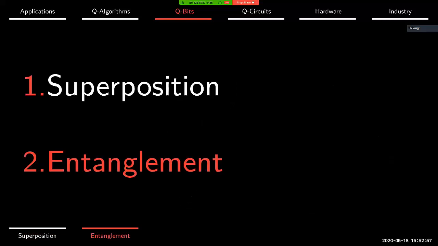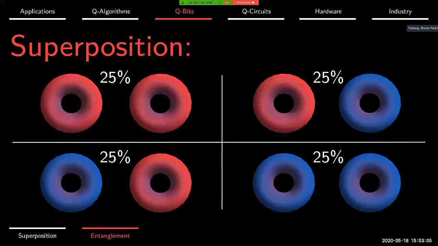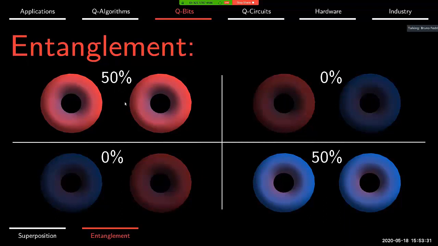Now a second concept in quantum information theory that is very important is the concept of entanglement. Entanglement is just a special case of superposition with multiple systems, with multiple qubits. Let's go back to the following example. We have two quantum donuts in a superposition of 25, 25, 25, 25. But now we can also do a superposition the following way. Suppose we have 50% on red-red and 50% on blue-blue.